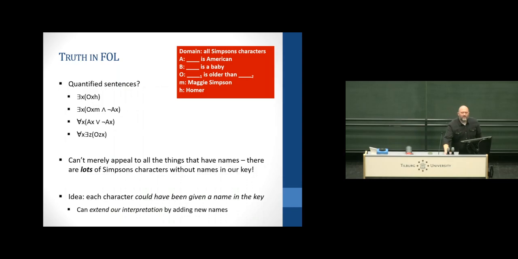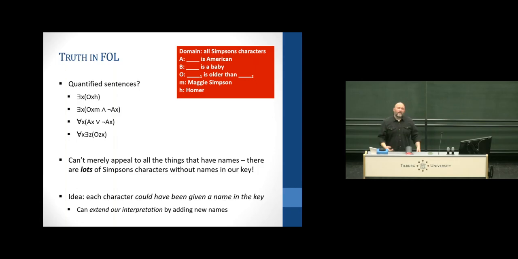So we're going to use the same symbolization key. Apologies if you don't know lots about The Simpsons, but that's okay, because it's just an example. So let's think, how will we make sense of sentences whose main operators are quantifiers? Well, the things to remember are what the quantifiers say, right? The existential tells us, hey, there's at least one thing you can plug in for X that makes the sentence true. Whereas the universal tells us, hey, everything in the domain can be plugged in and makes the sentence true.